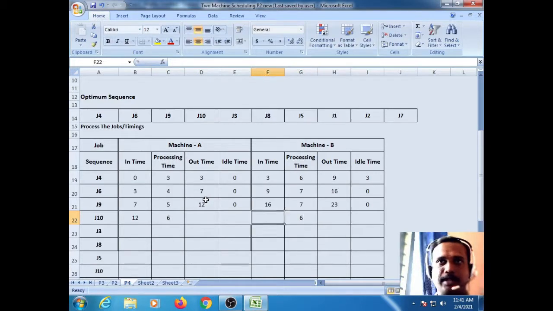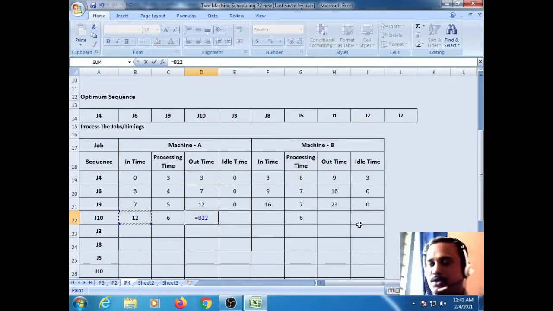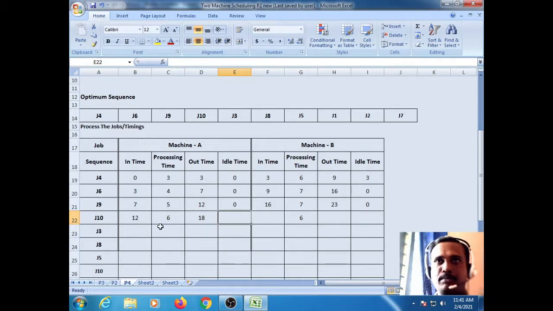Okay, then out time. So simply we can calculate the out time. So 12 plus 6 we will get the out time. So in time plus processing time we will get out time. So idle time, how we will calculate the idle time? So 12 there is no gap. So after previous job we immediately started the next job to process. Okay, right. So this in time.